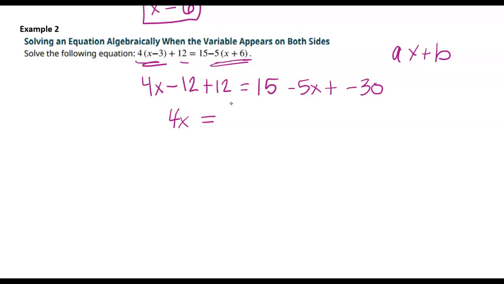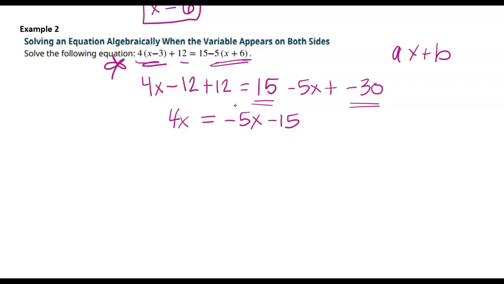On the right-hand side, I'm going to write my ax term first, so I have -5x. And then I'm going to combine my like terms that are just constants. And when I do that, I have 15 minus 30, so I get -15. I then have a couple options that I can do. I want to get my x's on the same side so that I can figure out what x value makes this equation true, with equality back up here at the original.